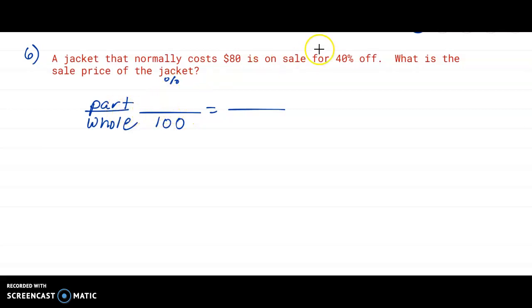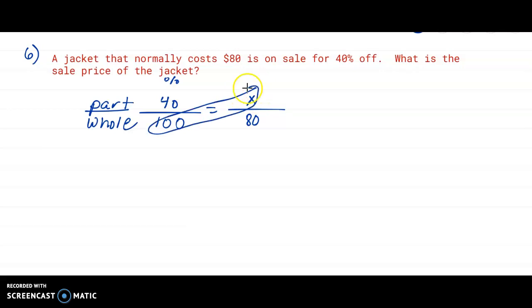So the part of the percent, well, the jacket normally is $80. If I pay 100% of the cost of the jacket, I'm going to be paying $80. But right now it's 40% off. So I need to know what 40% of 80 is.